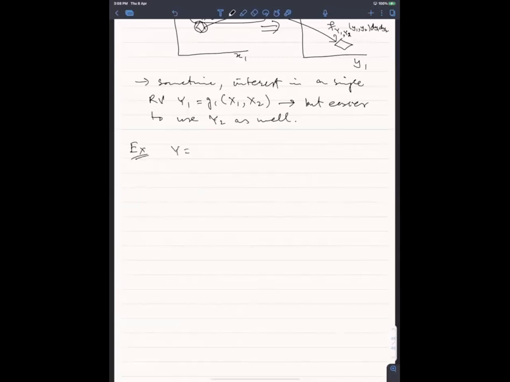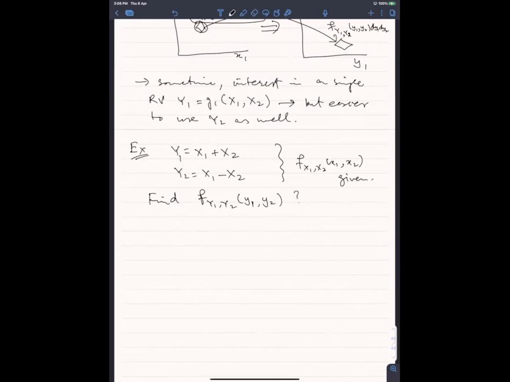Let's say you have y1 equal to x1 plus x2 and y2 equal to x1 minus x2. This is a simple transformation. Let's say f(x1, x2) is given to you. Our interest is in finding the joint density function of y1 y2. If the joint is known, I can find the marginal also. So find f(y1, y2).